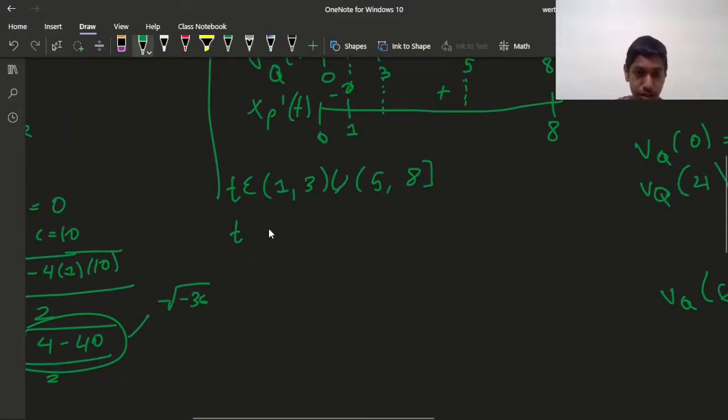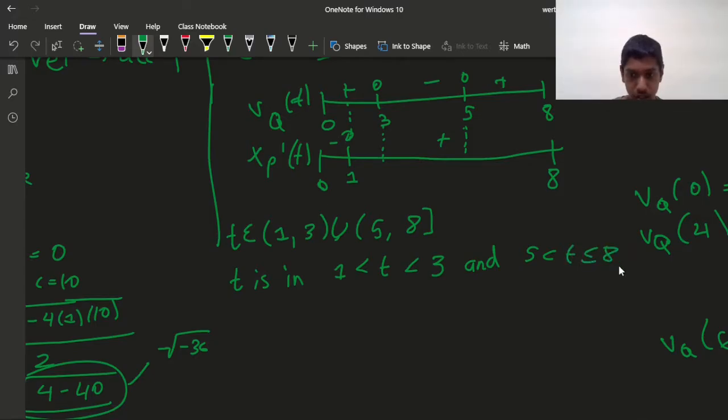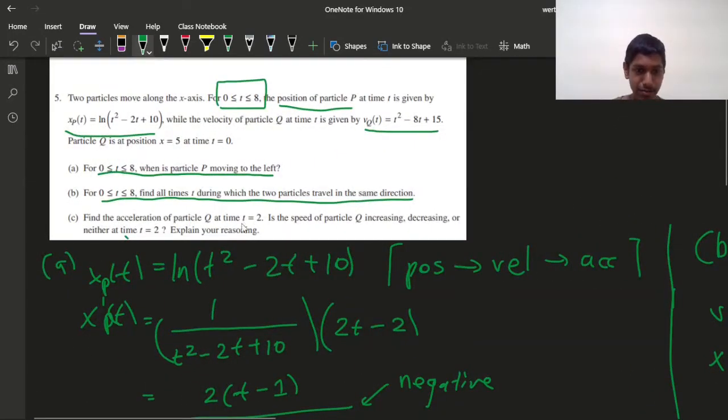If this notation is not familiar to you, I'll write it out. So t is in (1, 3), and this interval, right, where the particles are traveling the same direction. I'm not going to write it out. Okay, so great. We're done with part B.